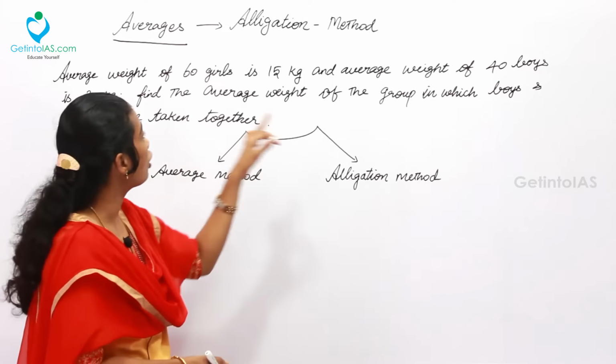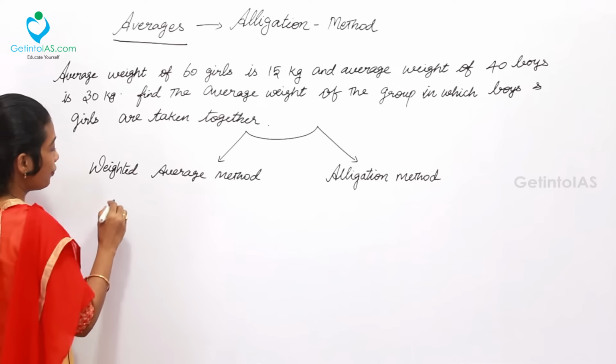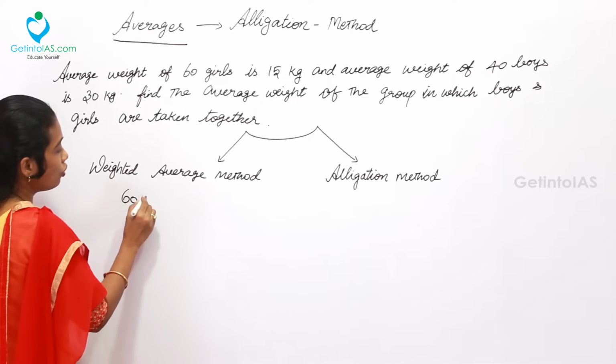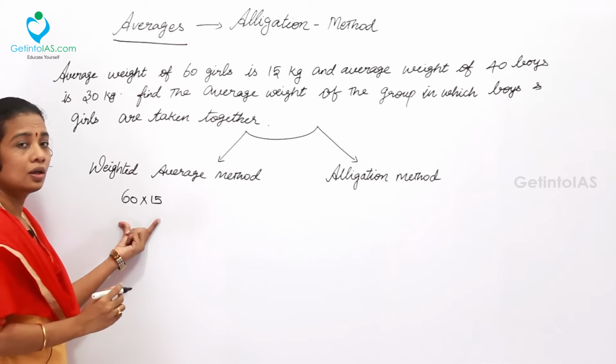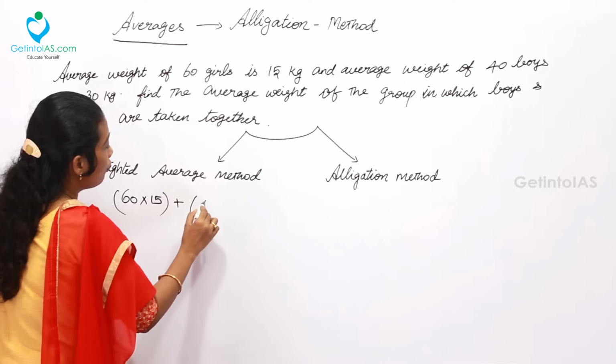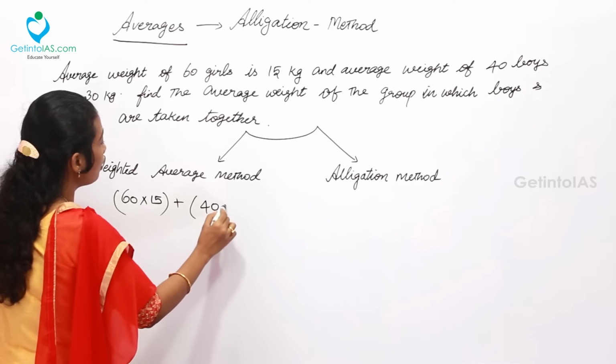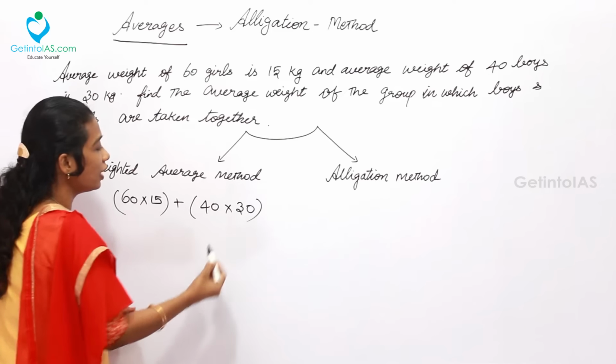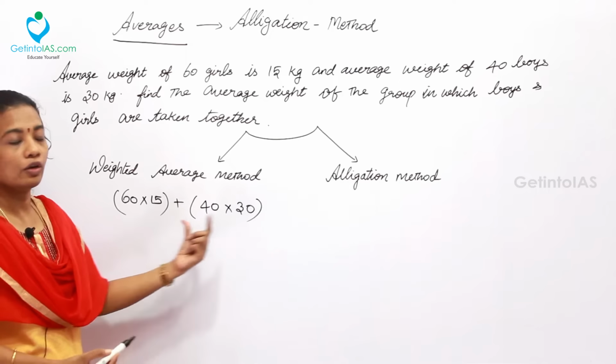So usually under weighted average method, you will be doing average weight of 60 girls. So 60 into 15, you will be getting the sum of the weight of all the girls together. You will be adding this with the average weight of 40 boys into the number of boys, that is 40 into 30, the sum of weight of boys, divided by total number of students, 60 girls plus 40 boys, that is totally 100.